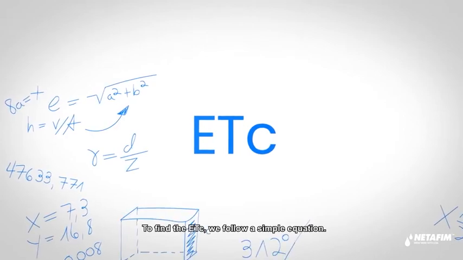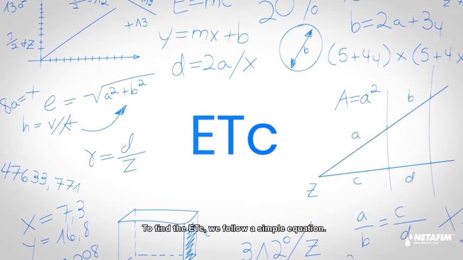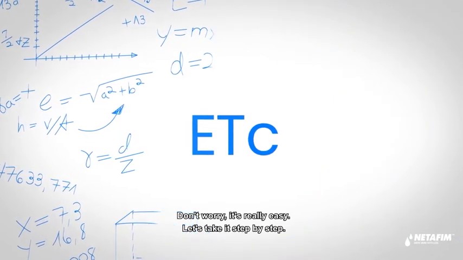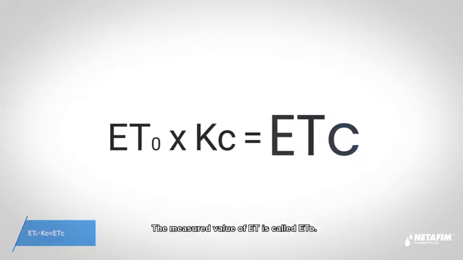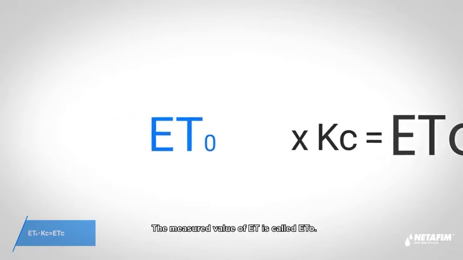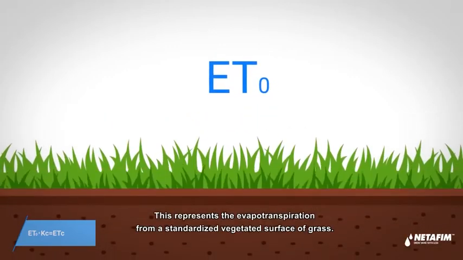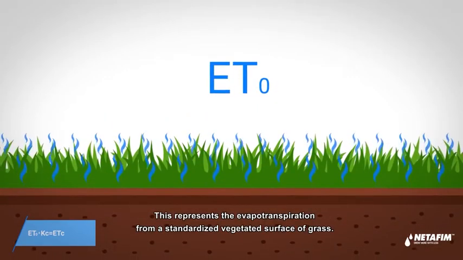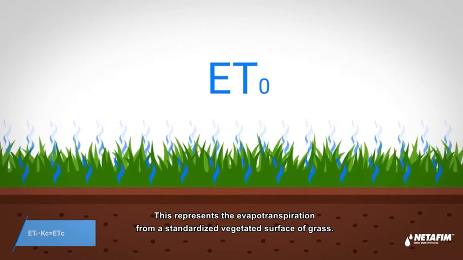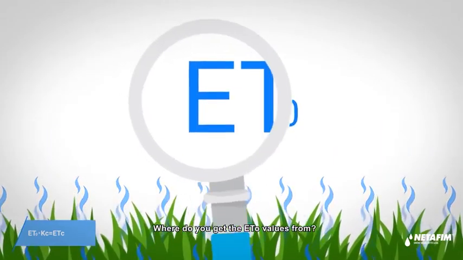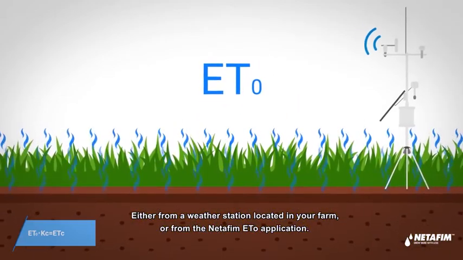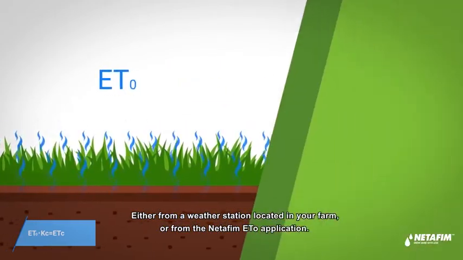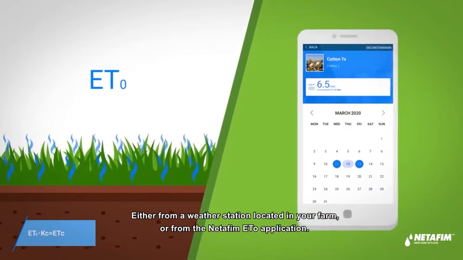To find the ETC, we follow a simple equation. Don't worry, it's really easy. Let's take it step by step. The measured value of ET is called ETO. This represents the evapotranspiration from a standardized vegetated surface of grass. Where do you get the ETO values from? Either from a weather station located in your farm or from the NetFM ETO application.